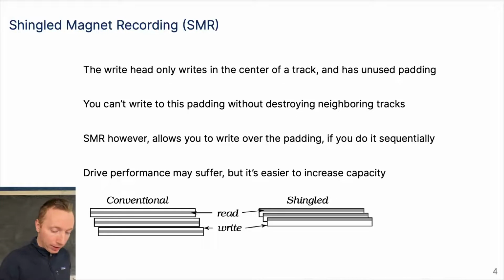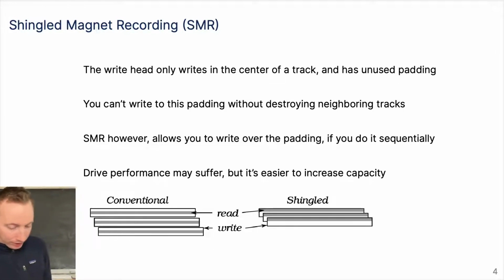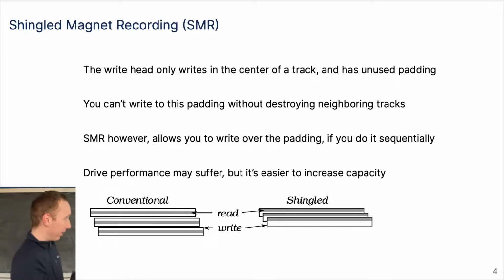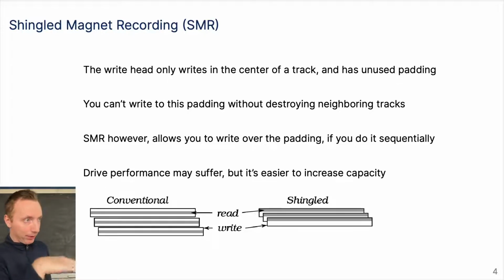and while you're writing information to one track, you don't disturb another one. That's typically what you have, but shingled magnetic recording allows you to write over the padding if you do things in order, sequentially. On the right, that shingled part might only interfere at the bottom. So if you write these shingles, you write the first track, then the track below that, and then the track below that, you won't disturb what's above you, but you would disturb what's below you.